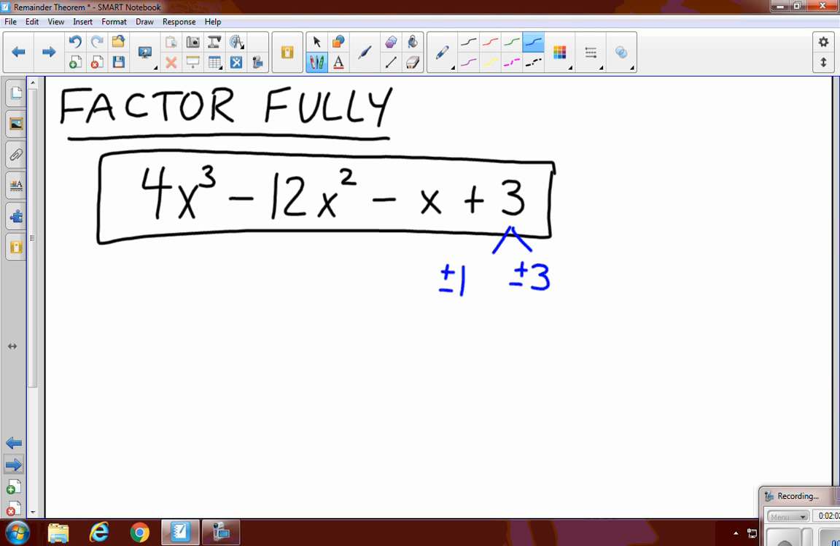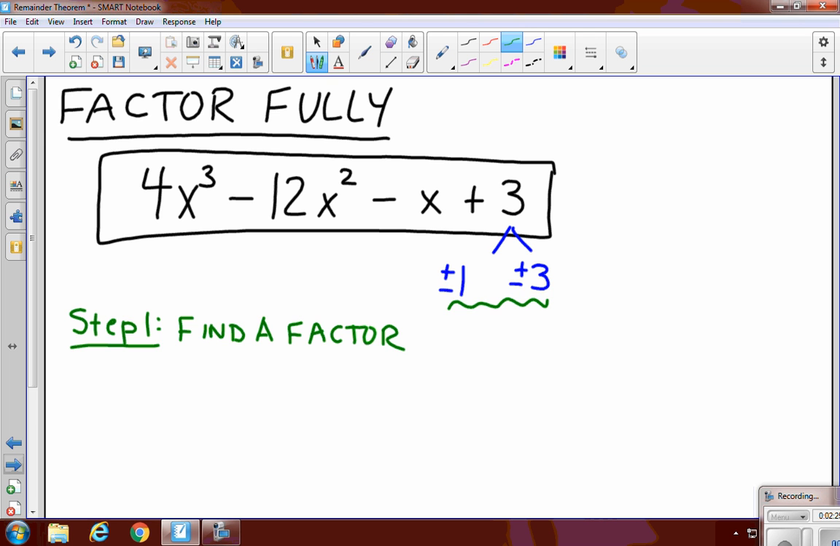And what this is saying, or where this is starting us, is try these values. Try a plus or minus 1, or a plus or minus 3, and see what actually happens. So we're going to just start here. We're going to say step 1. Step 1 is basically find a factor. And we're going to be using the remainder theorem for that. So you go ahead and choose one of the values from here and put it in.